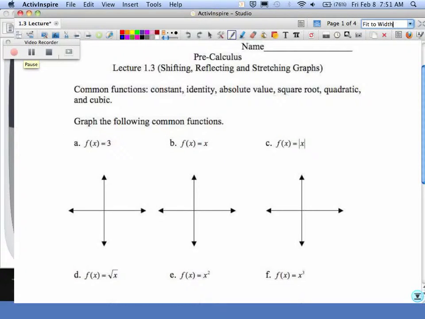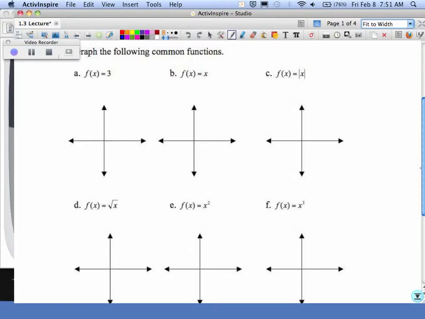So 1.3, we're talking about the shifting, the reflecting, the stretching of graphs, and that's taking a graph and just moving up, down, left, or right. You know, are you doing something with the multiplier? Are you putting a negative sign somewhere? So the one thing we start out with are all these common functions. So we should be aware of all of these.